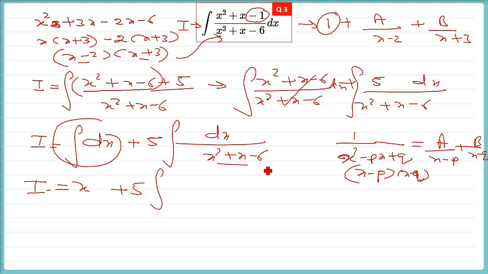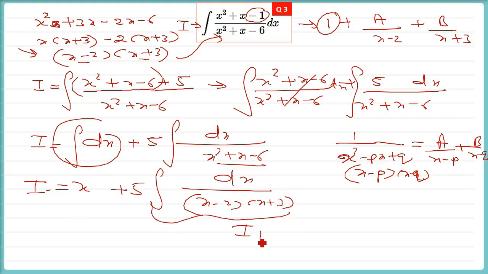Now x square plus x minus 6 can be written as x minus 2 into x plus 3. So just write it here, x minus 2 into x plus 3. You already have a dx here. Let's call it as I1 from here to here. So the final answer will be I equals x plus 5 I1. We'll compute this I1 just now.